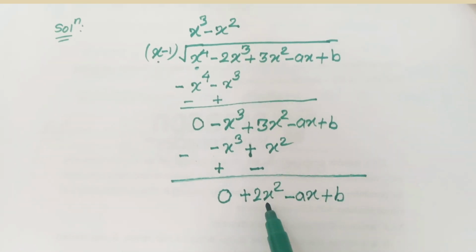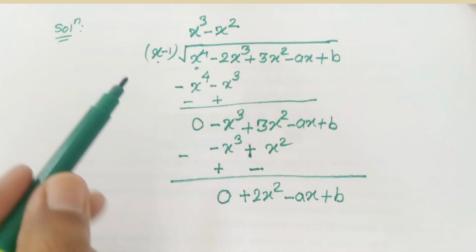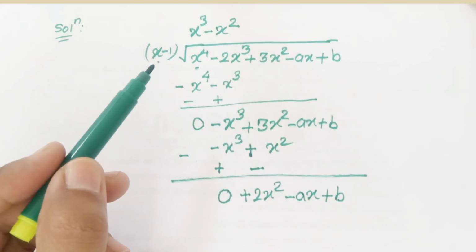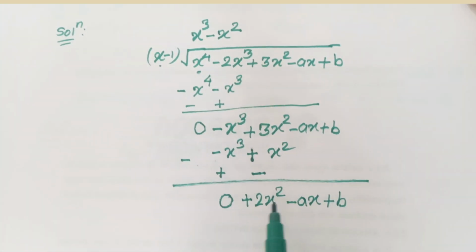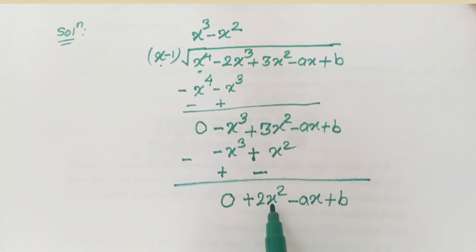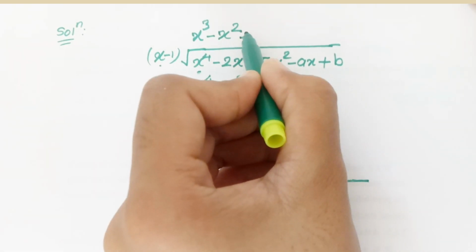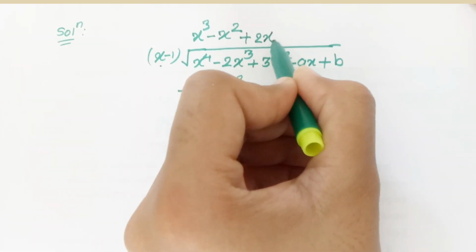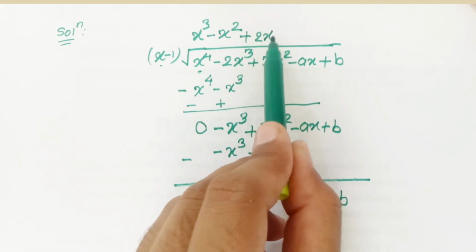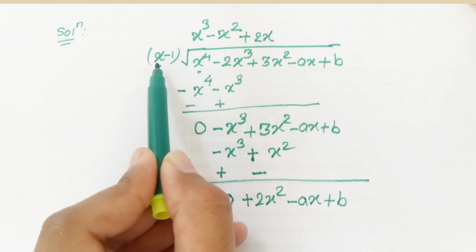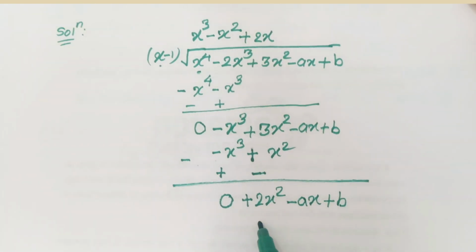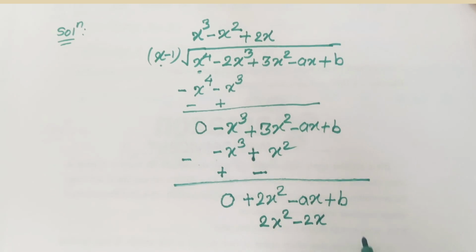Now the next term of the new polynomial contains 2x², and we have to again convert this x into 2x². For that, multiply by 2x, so you get 2x². So I am writing 2x here, which is the new term of the quotient. Multiply this 2x to this term, then we get 2x² minus 2x.